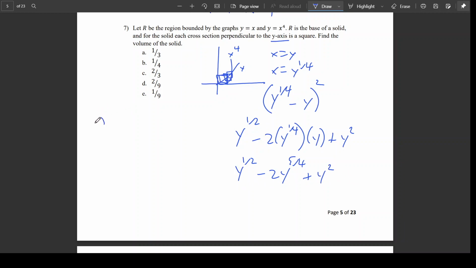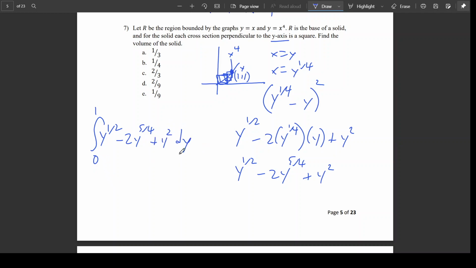All I have to do now is integrate it from, okay, so where is the intersection point? It's pretty easy to just know it off the top of your head. x and x squared, that's obviously going to be at 1, 1. So we're going from 0 to 1 here. And it's going to be the integral of y to the 1/2 minus 2y to the 5/4 plus y squared dy.